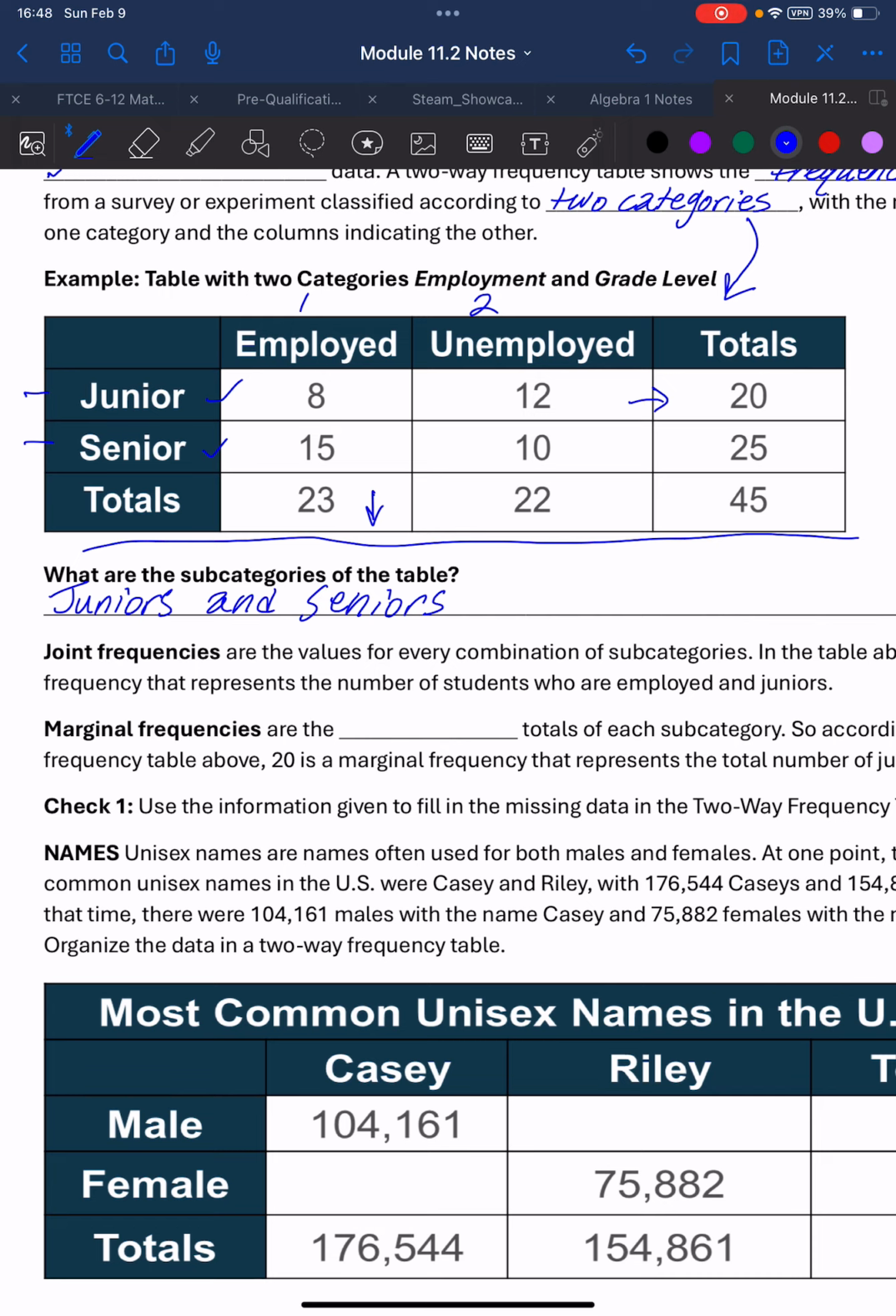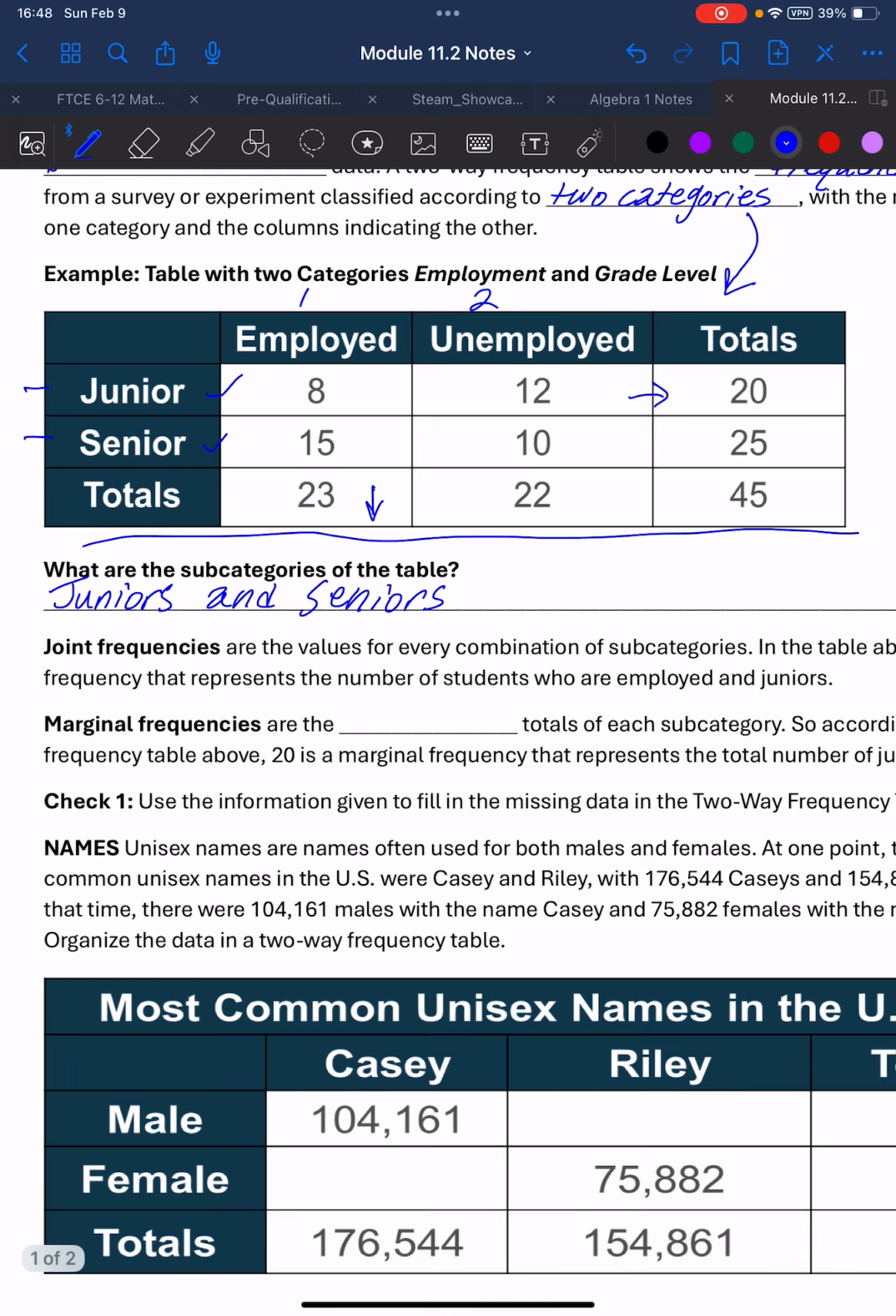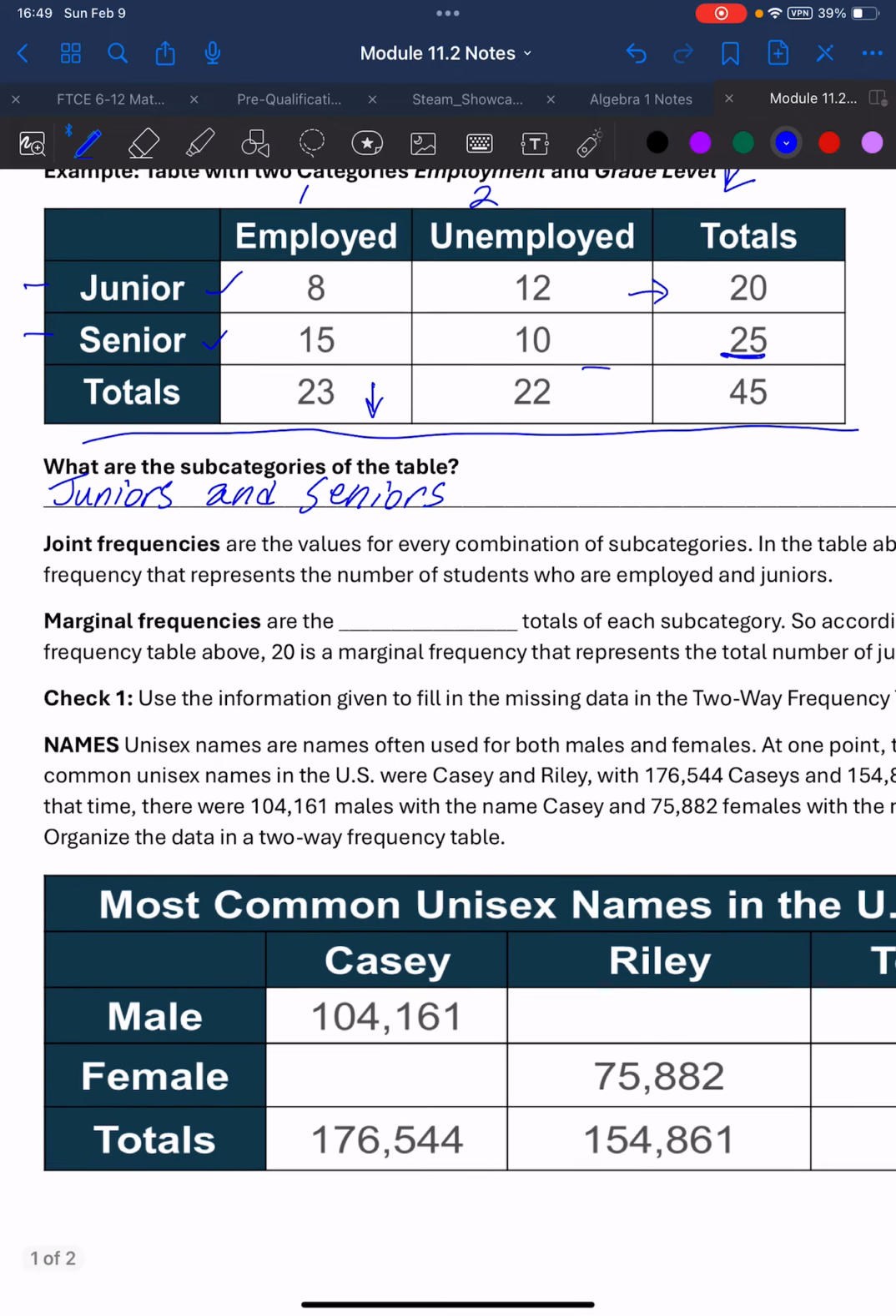And this is mainly of the main categories for one particular subcategory. So in this case, the one particular subcategory that we're reading for, with both employed and unemployed, is just juniors. So we're reading for only the juniors that are employed and unemployed. Going across to the right for our other subcategory, the total amount of seniors that are employed and unemployed is 25. Okay, so we can read it two different ways.